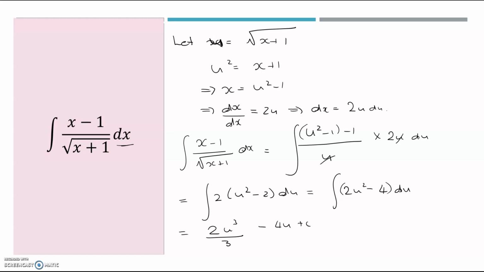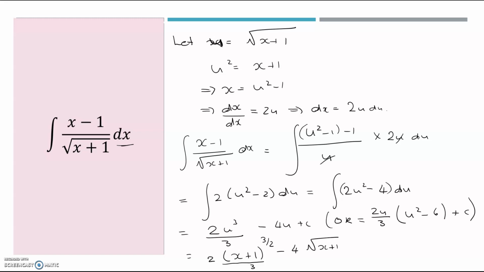Substituting back, I could have actually said another way of doing that would be to take out a common factor of 2u over 3 if I wanted to. Could have done it that way. I'll finish this way first, so then that's 2 times x plus 1. Now u was the square root of it. I'm cubing the square root, so it'd be 3 over 2 over 3 minus 4 root x plus 1 plus c.